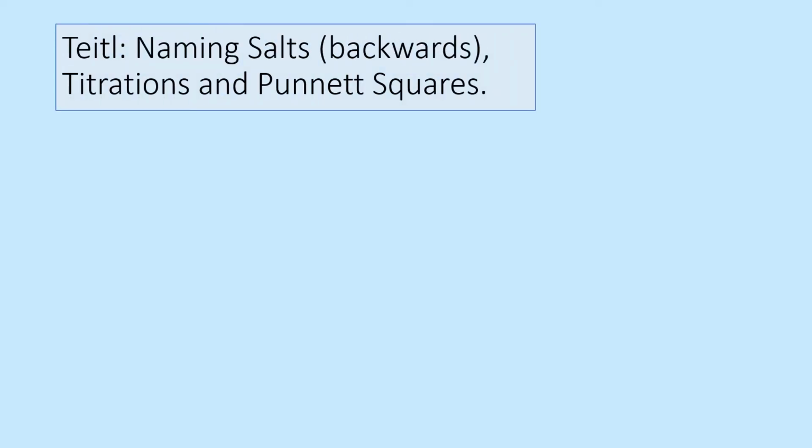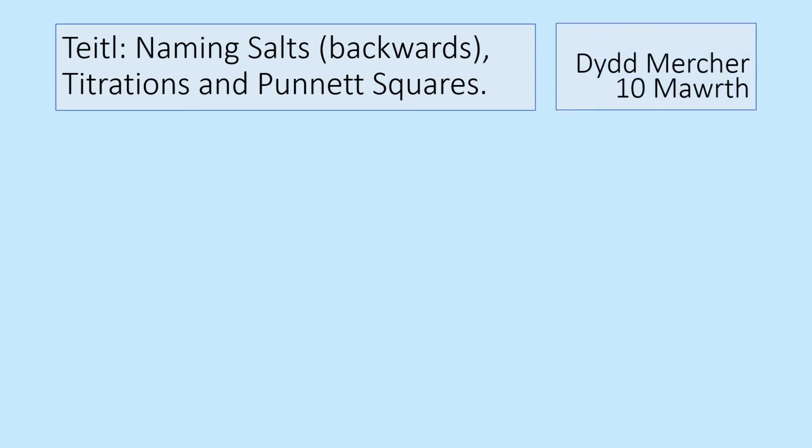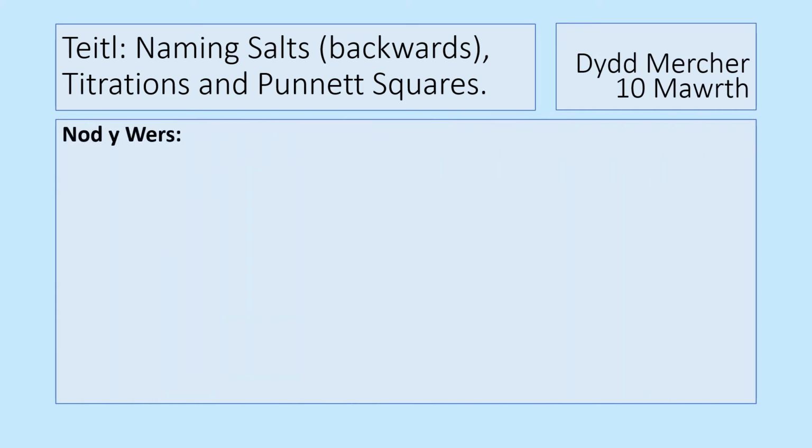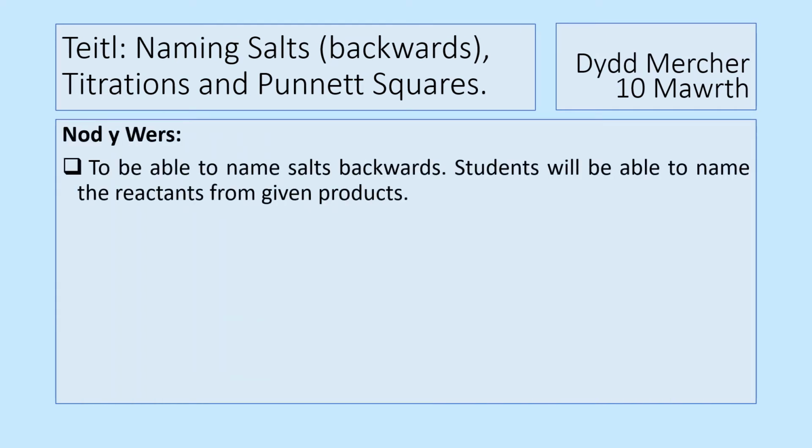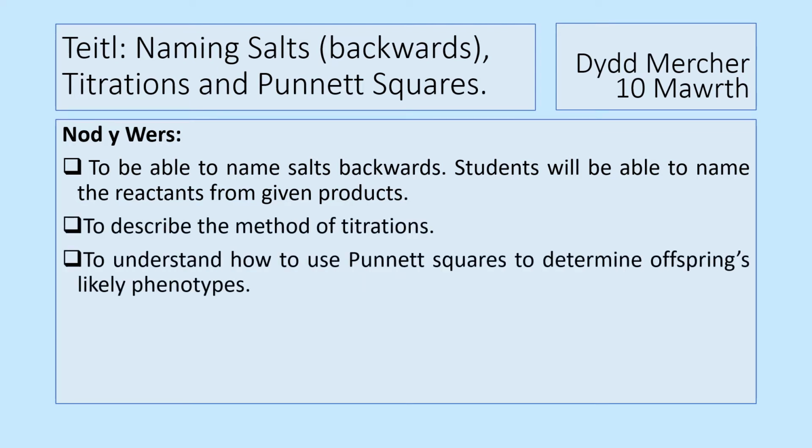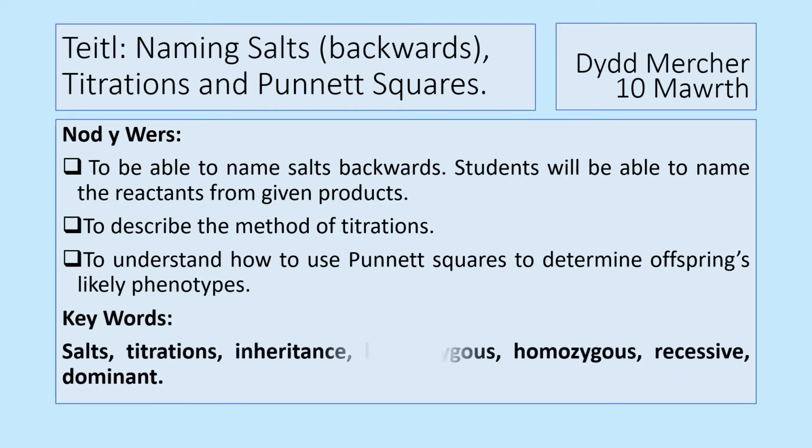Okay, so the title for today's lesson is Naming Salts but Backwards, Titrations and Punnett Squares. Our aim of the lesson is to be able to name salts backwards, so students will be given the reactants and you need to give the name of the products. We want to be able to describe the methods of titrations and understand how to use Punnett squares to determine offspring's likely phenotypes. So our keywords for today's lesson are salts, titrations, inheritance, heterozygous, homozygous, recessive and dominant.